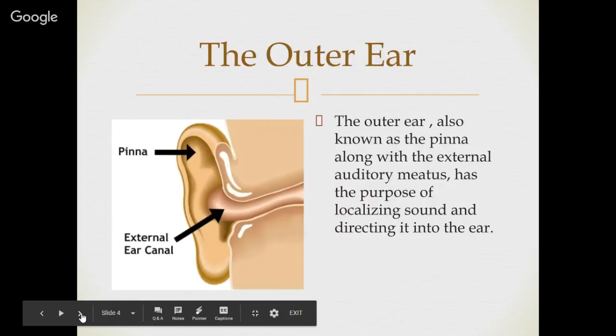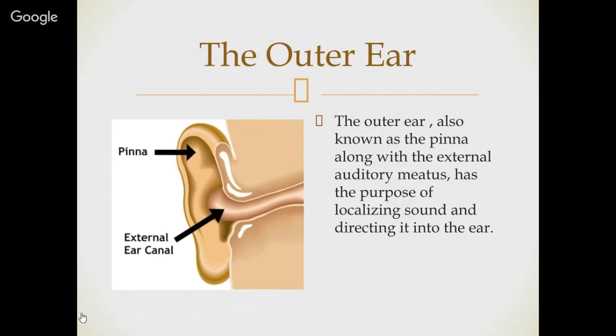Let's start with the outer ear. The outer ear, that piece that we hang our earrings from, is called the pinna, or the outer ear, and it is one of the two components of the outer ear, the other component being the external ear canal, also known as the external auditory meatus. So here we start with those pieces of the ear having more than one name.